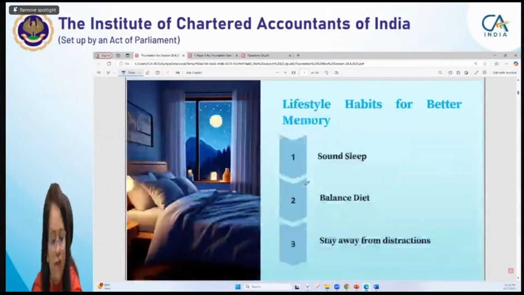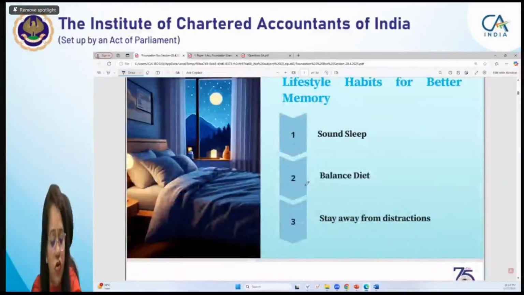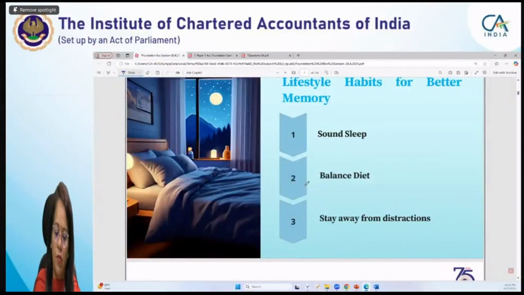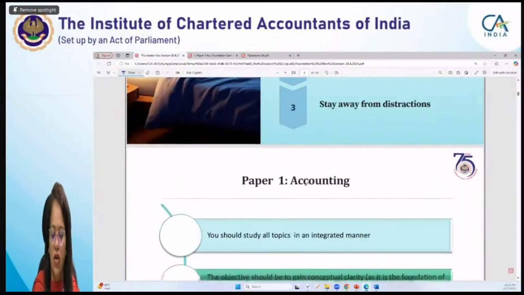So, lifestyle habits for better memory. You should have sound sleep, a balanced diet, as well as stay away from the distractions that I've already told you about. You should be away from social media. Give yourself time, your family time, and then start studying and focus only and only on your preparation at this stage. All right.